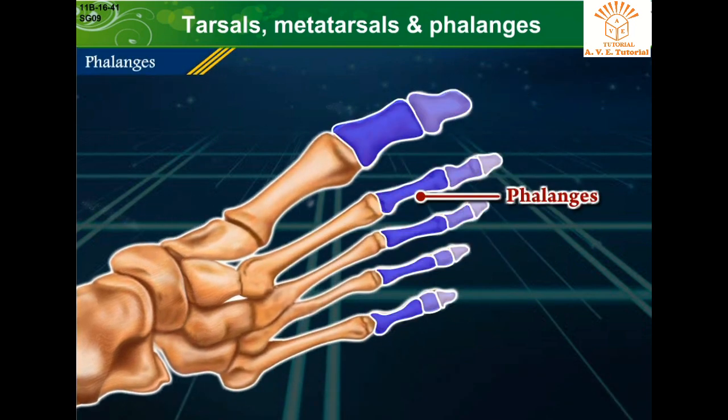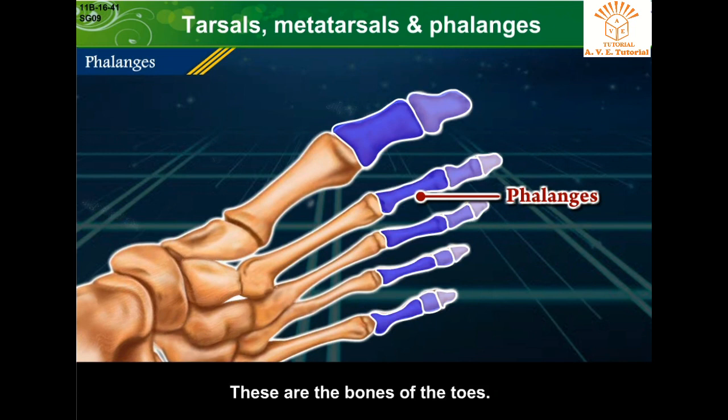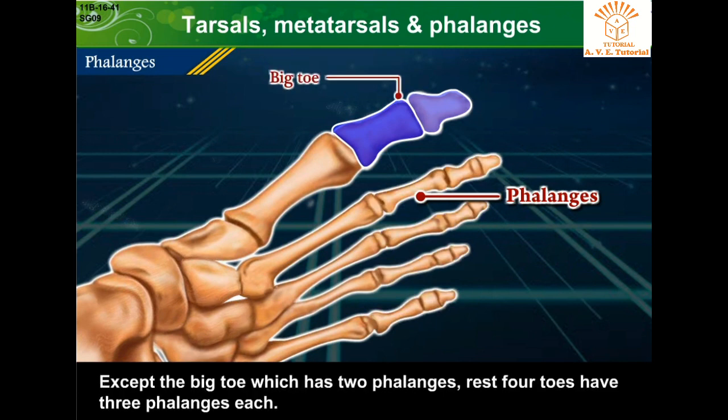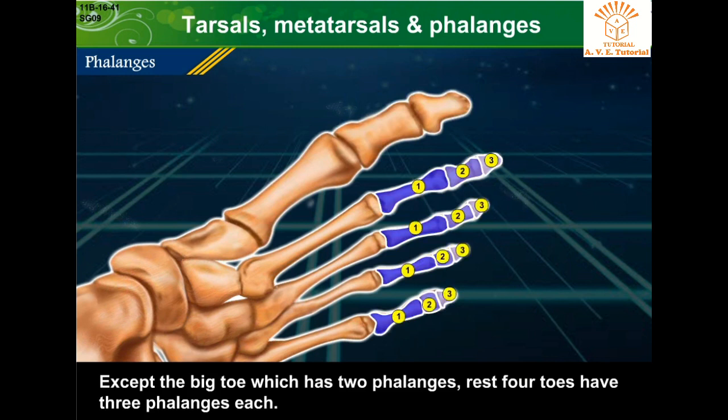Phalanges. These are the bones of the toes. Except the big toe, which has 2 phalanges, the rest of the 4 toes have 3 phalanges each.